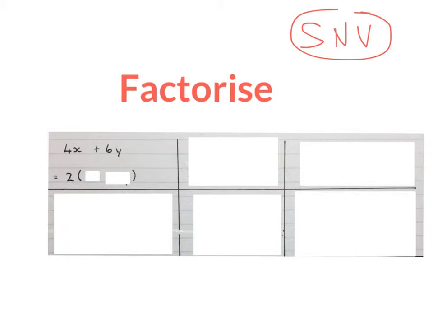Now you ask, plus 2 times what will give me plus 4x? You write plus 2x. Then you ask, plus 2 times what will give me plus 6y? And you'll get plus 3y. If you now times this 2 into this bracket, you're going to get that expression again.